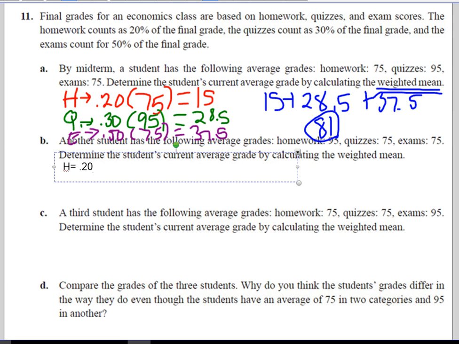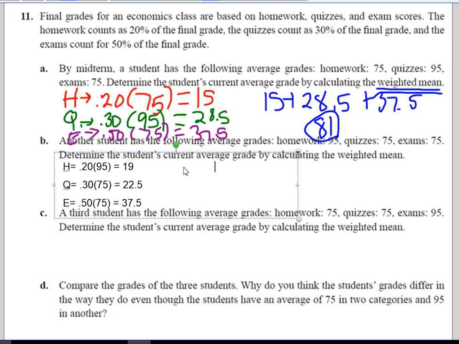we have, again, 20% of the grade, but their homework was a 95, which gives the weighted mean total there of 19. Then our quizzes score are 30% of the grade times 75, and that gives us the 22.5 that I had written earlier, and the exam is worth 50% of the grade, so 0.50, and it's the same as the other student, 75, and so we already know that should be 37.5.